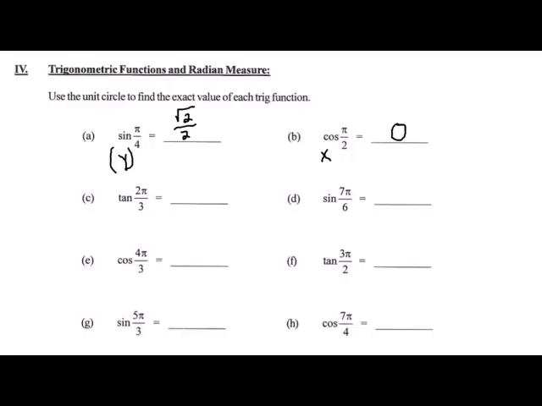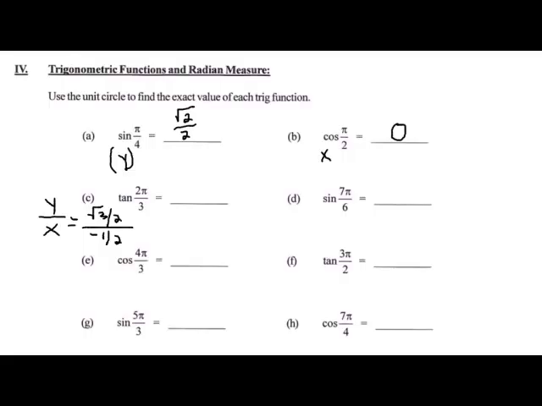Now for part C, we're looking for the tangent of 2 pi over 3. So remember that tangent is y over x. So we're going to look for our y value and our x value for 2 pi over 3. So again, flip back to your unit circle. 2 pi over 3 is 120 degrees. Our y value is the square root of 3 over 2. And our x value is -1/2.